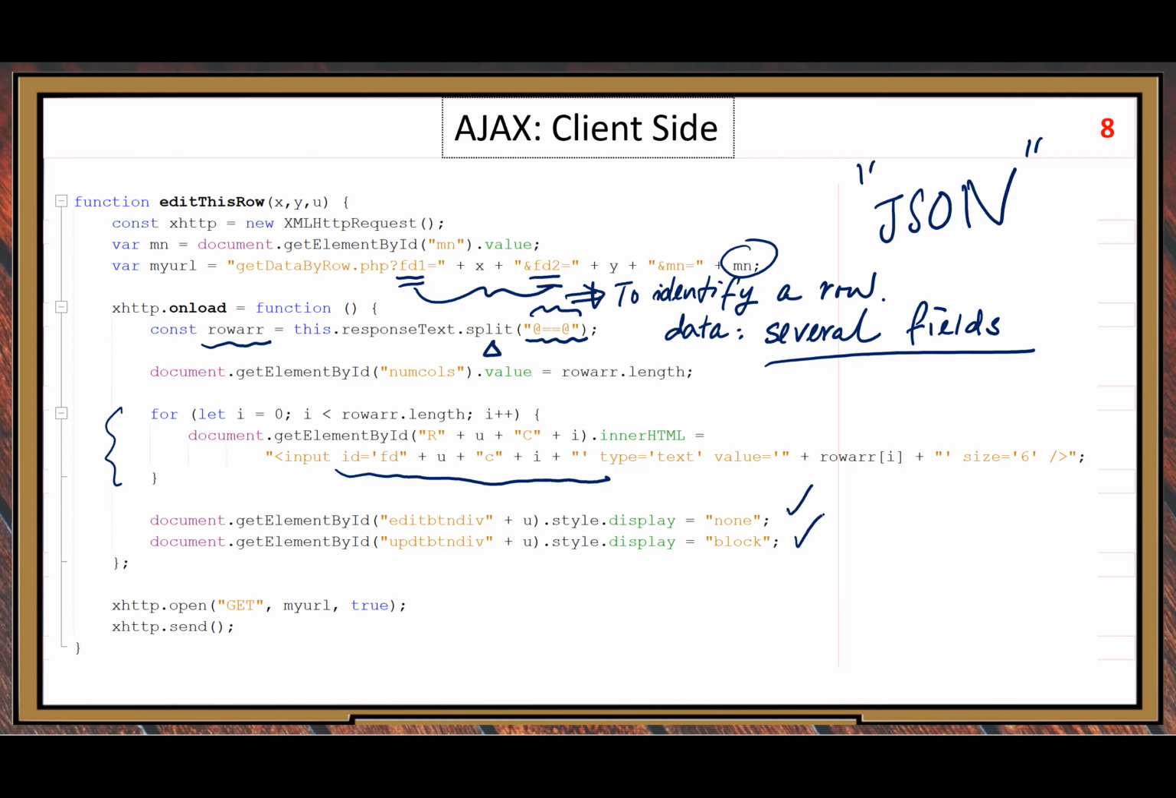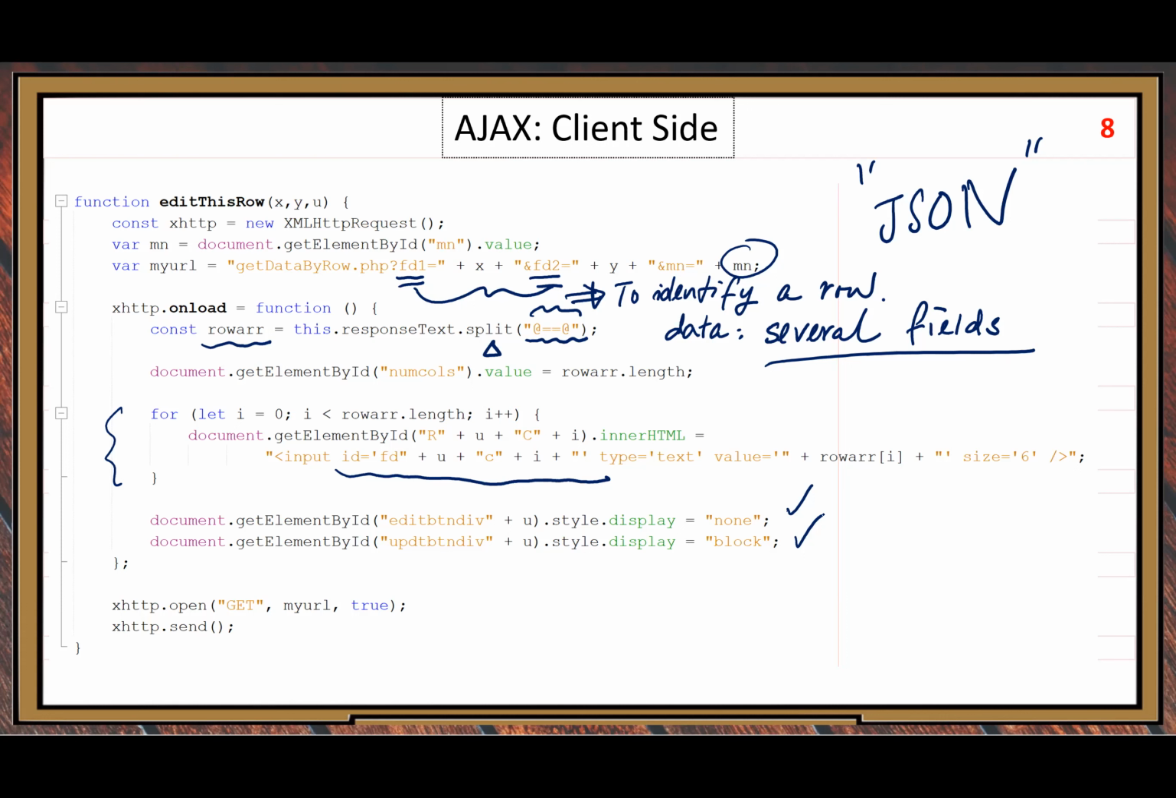Then, for the non-display part, you control the button. You show the edit button and hide the update button, or you show the update button and hide the edit button. So this is button control. Okay, so that's the client side.